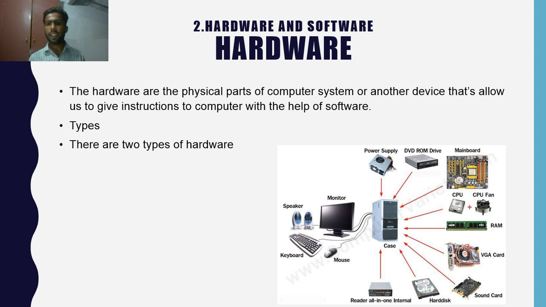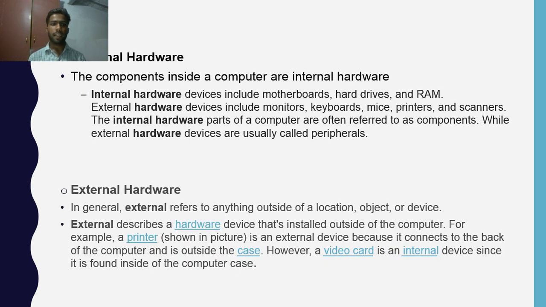Number second, hardware and software. Hardware. The hardware are the physical parts of a computer system or another device that allows us to give instructions to the computer with the help of software. Types. There are two types of hardware. Number one is internal hardware. The components inside a computer are internal hardware. Internal hardware devices include motherboards, hard drives, and RAMs. External hardware devices include monitors, keyboards, mice, printers, and scanners.